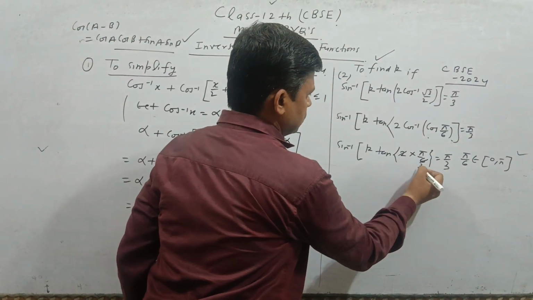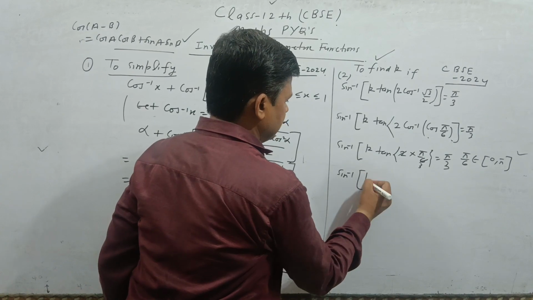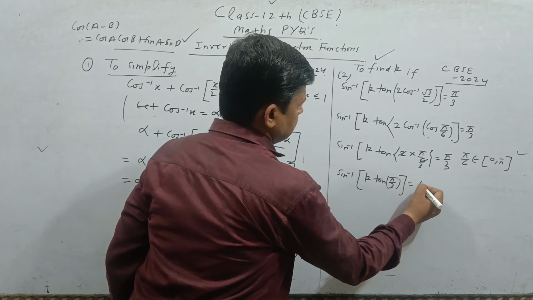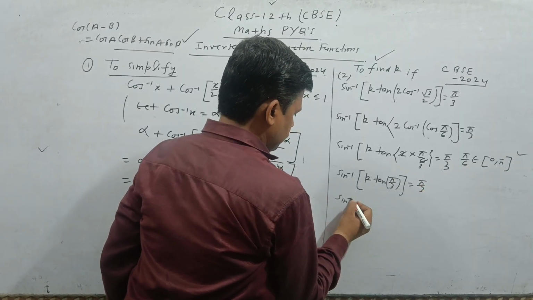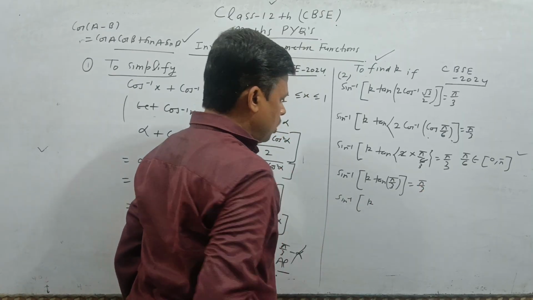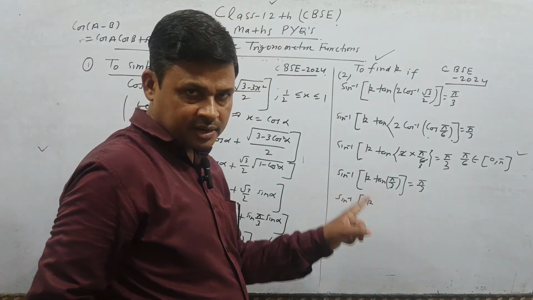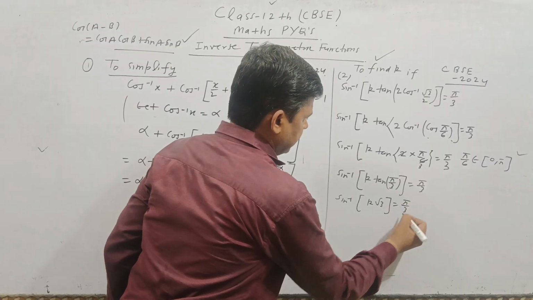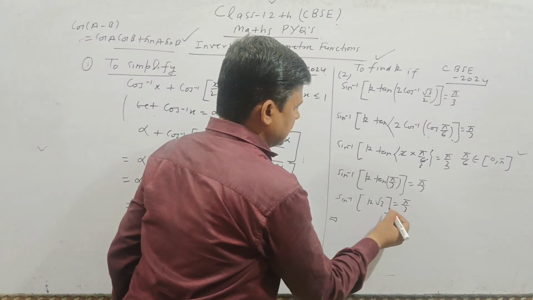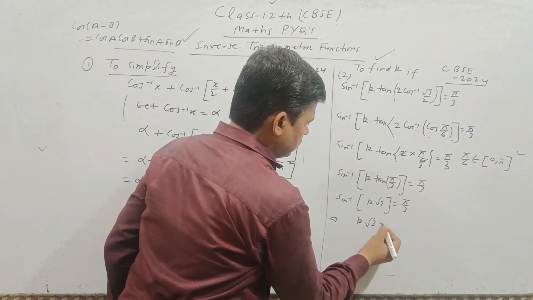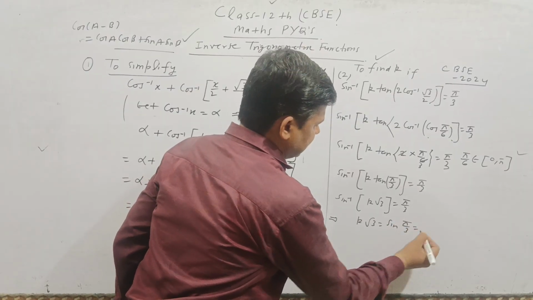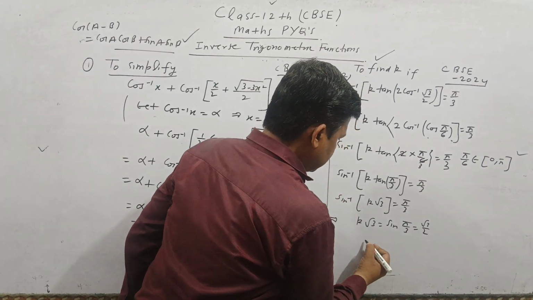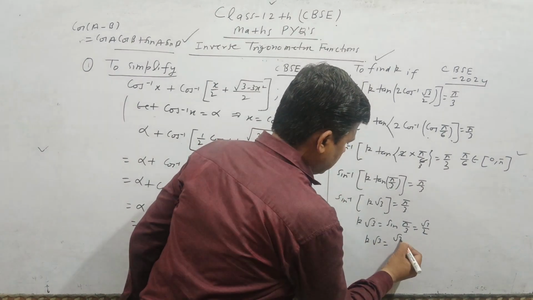Now 2 times pi by 6 is pi by 3. Here will be sine inverse of k tan pi by 3. Now what is tan pi by 3? That means tan 60 degree is root 3. So here is sine inverse of k root 3 is equal to pi by 3. So what is k root 3? It is sine pi by 3, and sine pi by 3, that is sine 60 degree, is equal to root 3 by 2.